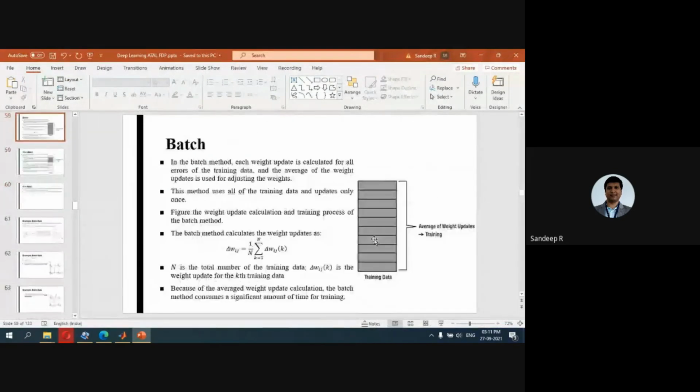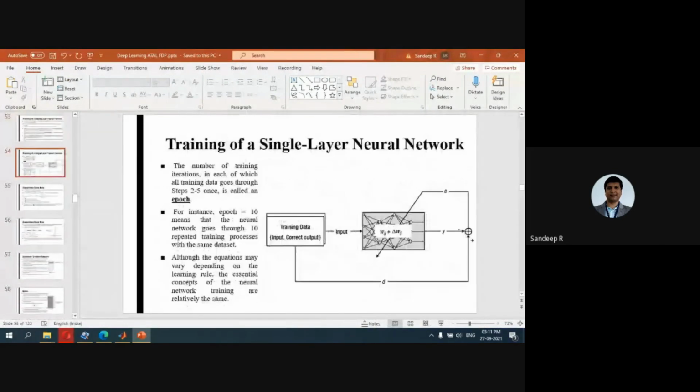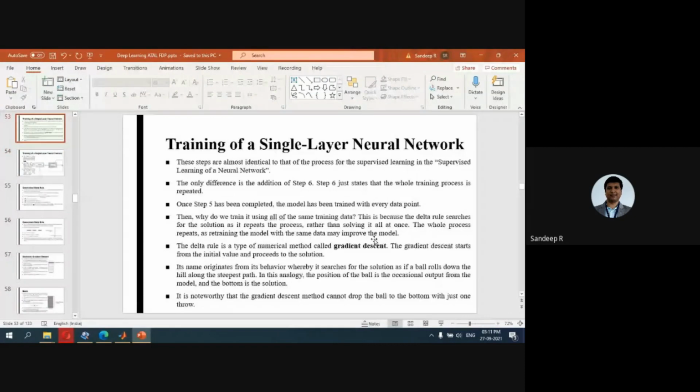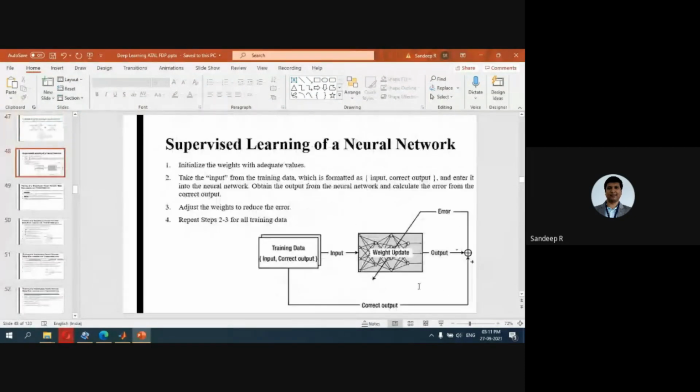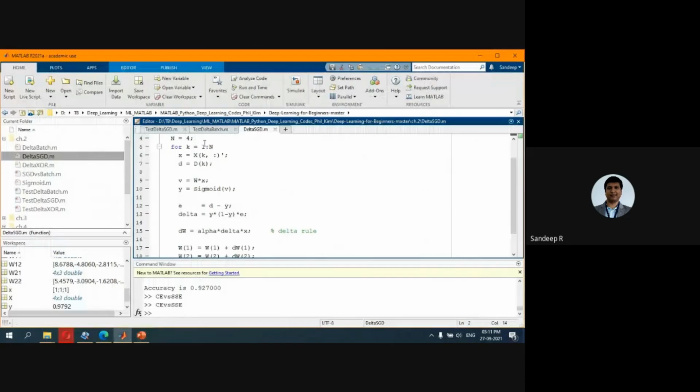I'm trying to implement this, so let me go back to the basic diagram of a neural network. The input is passed to this neural network, the weighted sum of the inputs is given to the sigmoid function, and the output is calculated with the weights, which, remember, were randomly initialized.